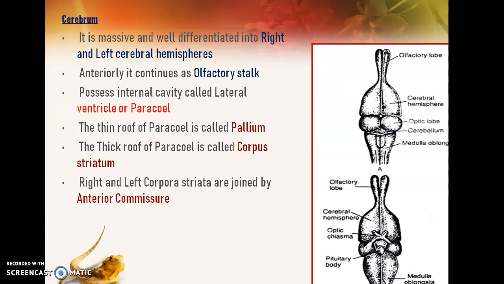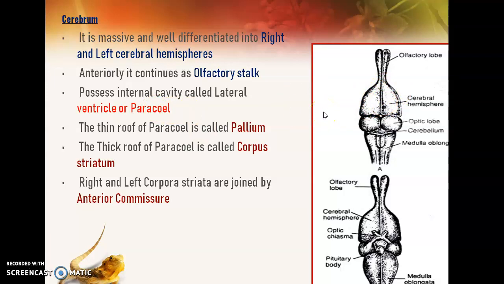So what does it mean by cerebrum? We know that the cerebrum generally consists of two different parts, a right part and a left part, that we call the right cerebral hemisphere and the left cerebral hemisphere. So these two cerebral hemispheres constitute the cerebrum, and anteriorly this cerebrum continues as an olfactory stalk. Okay, and this whole structure or the cerebrum possesses a cavity that is called the lateral ventricle or paracoele. So the cavity which is found in the cerebrum is called a paracoele or lateral ventricle.